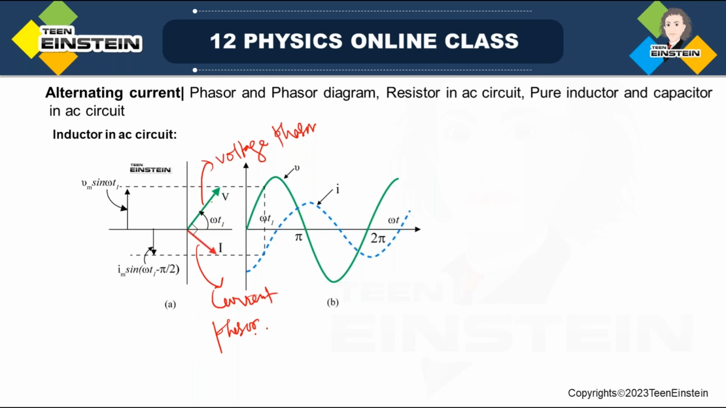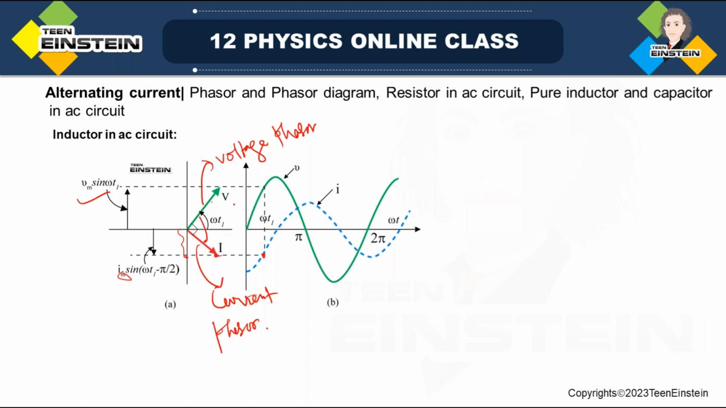And this is actually the current phasor, and I'm not discussing it again. Their instantaneous values will be the projections. So this projection is the instantaneous value of the current, I0 sin omega t, and the voltage will be like this, V0 sin omega t. Okay, and they have an angle of 90 degrees between them.